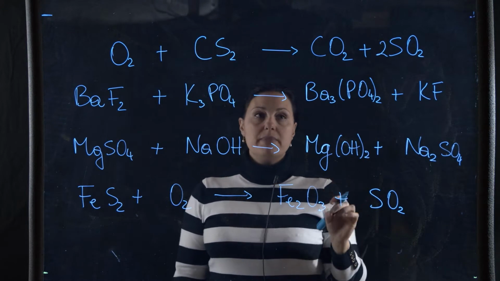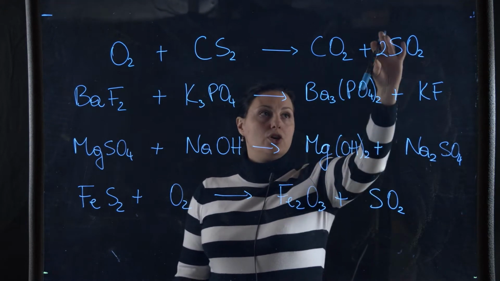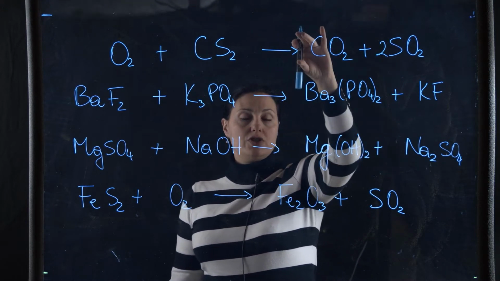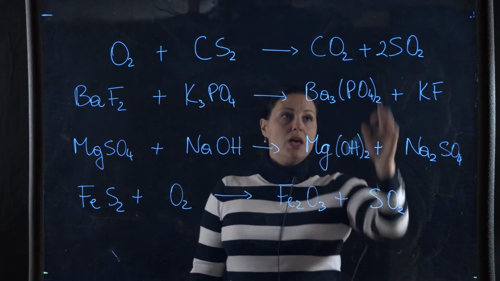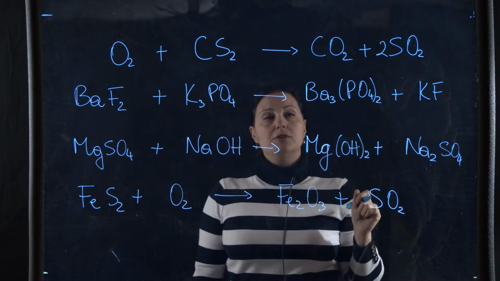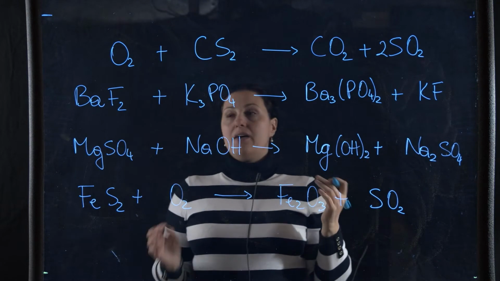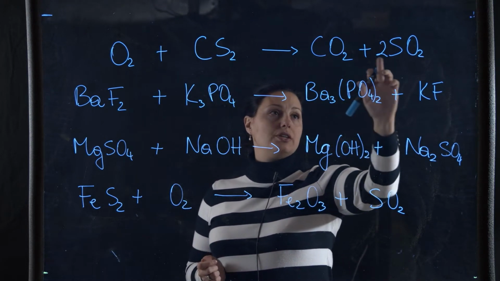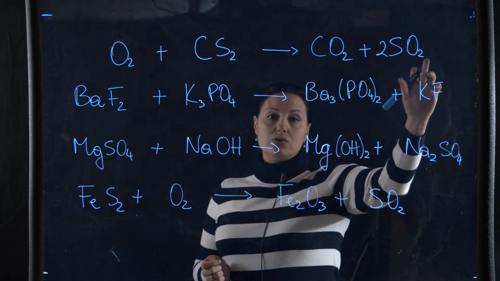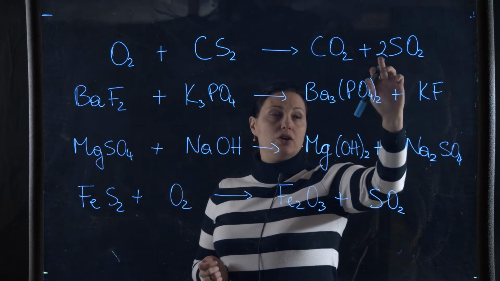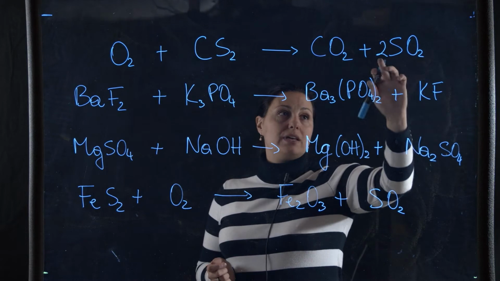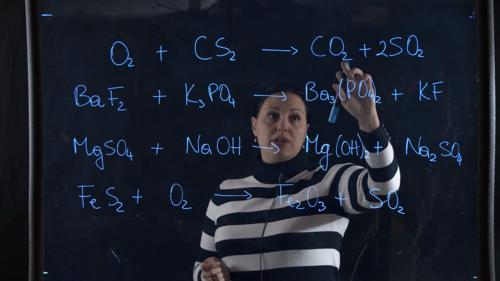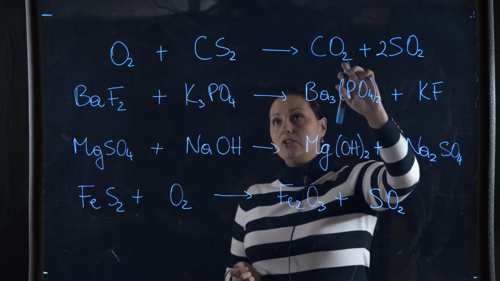Remember, you never mess with the subscripts. You only change the coefficients in front of the molecule. I have balanced my sulfur, but I have the oxygen yet to balance. Let's take a look. I have 2 oxygens here. 2 times 2, remember this is multiplied, that gives me 4 oxygens, plus this 2, that's 6 altogether.